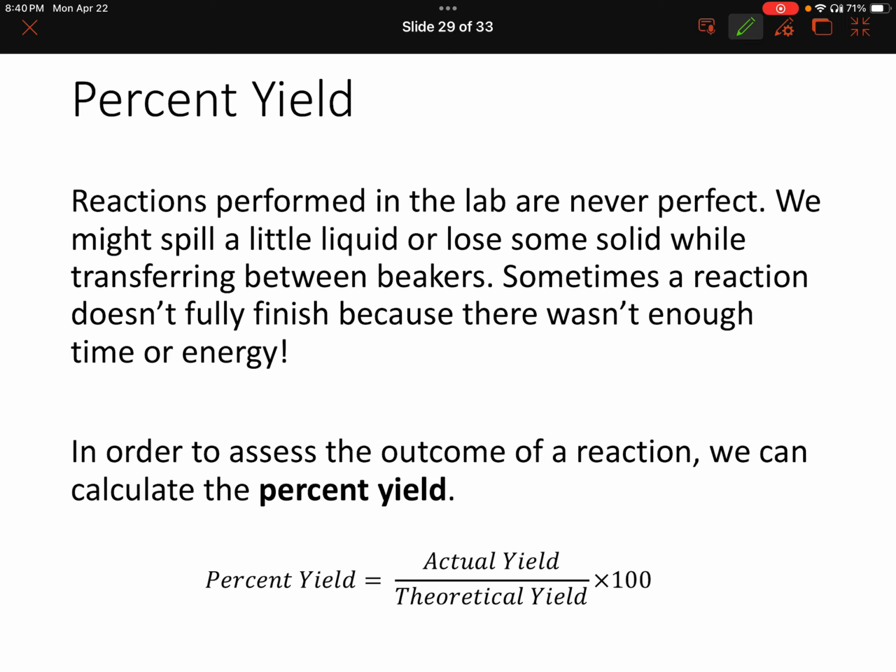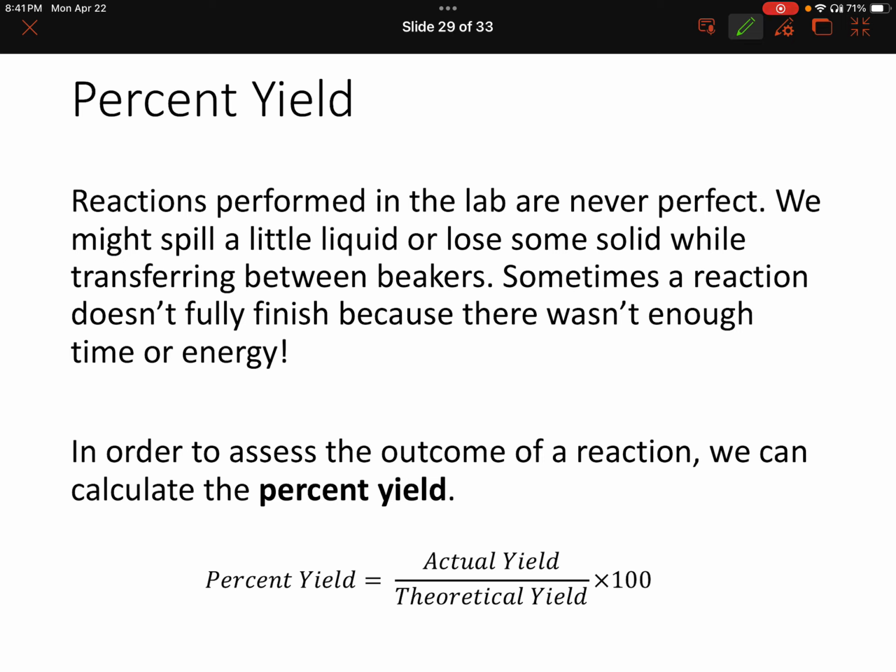So just like I said before, reactions are never perfect in the lab. You might spill a little bit of something as you're transferring from one piece of glassware to another, or sometimes a reaction won't completely finish because we just didn't put enough time or heat into it. So in order to assess the outcome of a reaction, we calculate something called the percent yield. How much of the product did we actually form compared to what we could have theoretically formed?